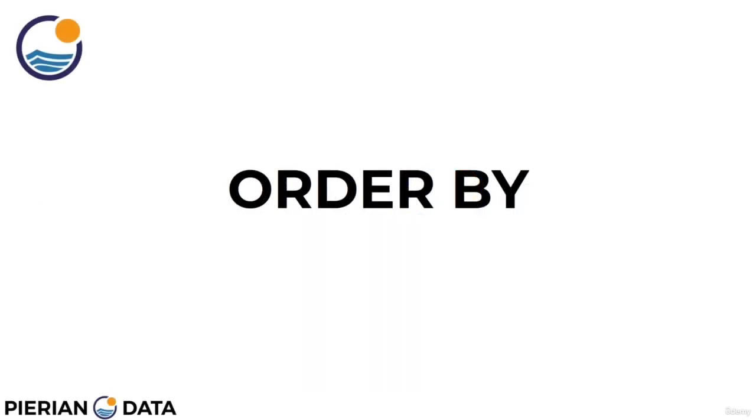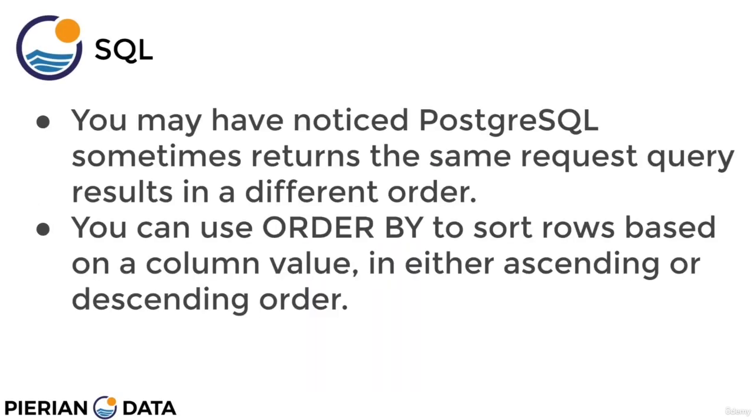Welcome back everyone to this lecture on ORDER BY. You may have noticed that PostgreSQL sometimes returns the same query results in a different order, meaning you may have run the exact same query on your computer and seen the results in a slightly different order than what I have on my computer. In order to alleviate this issue, if we want the results in a certain order, we can use ORDER BY to sort rows based on a column value in either ascending or descending order. That would be alphabetical for string-based columns or numerical order for numeric columns.